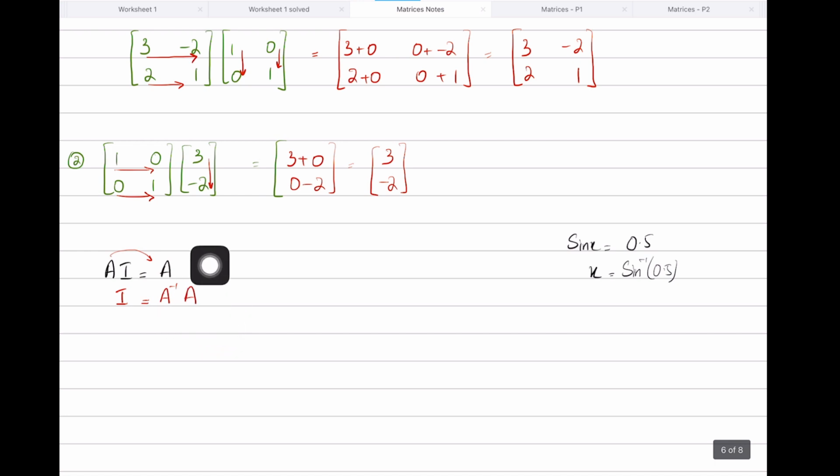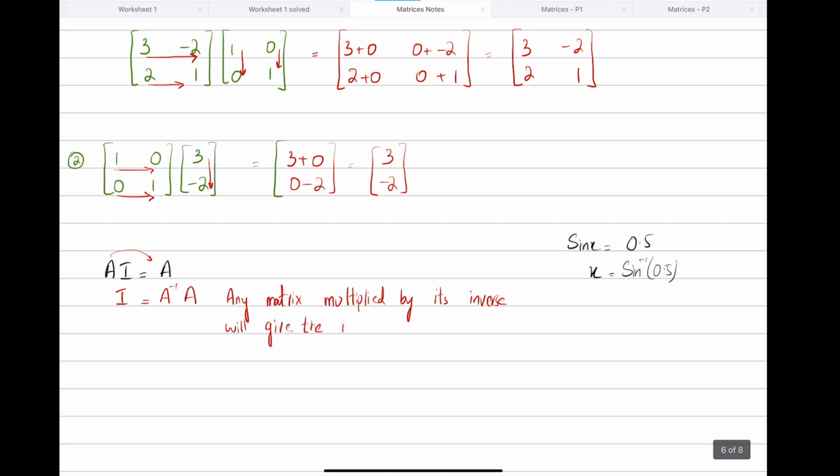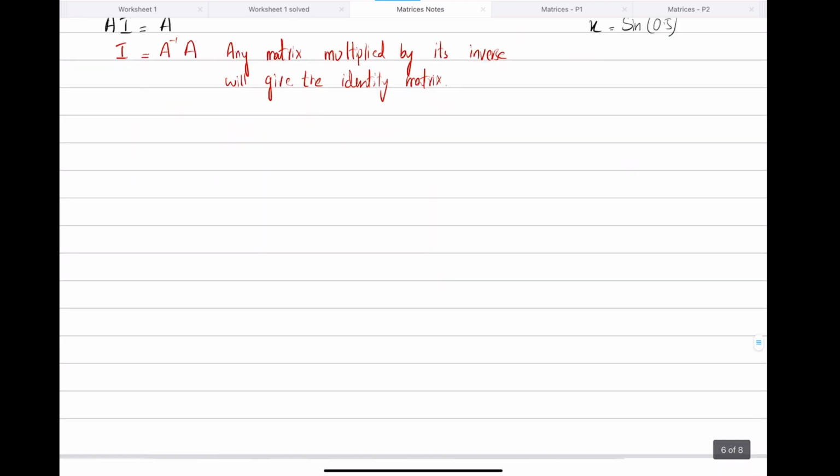But this tells us something really important. You know what this tells us? This tells us that any matrix multiplied by its inverse will give the identity matrix. Okay, and let's put this to the test.